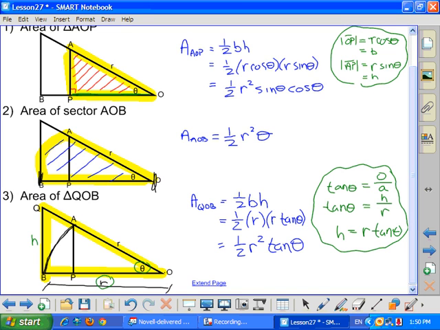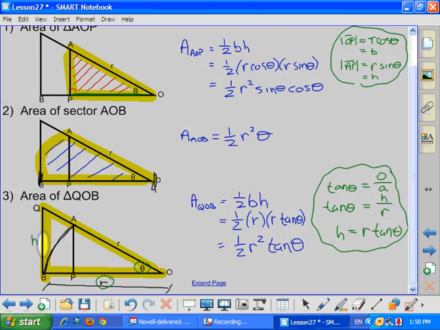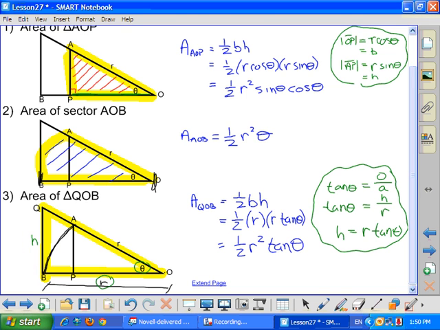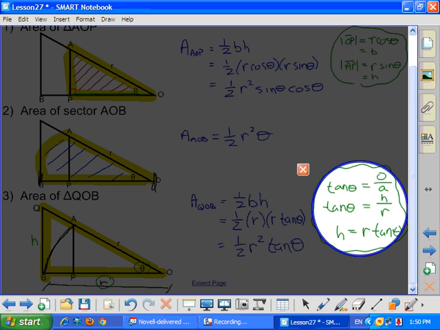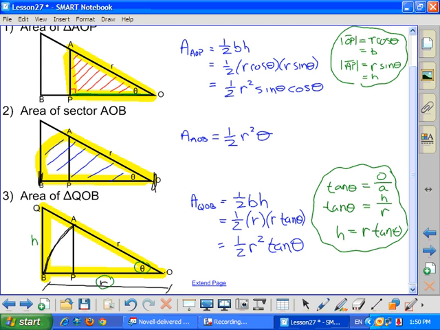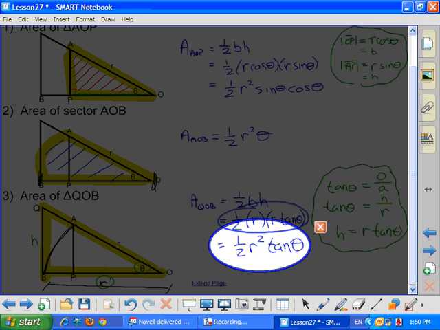Now, how do we get the height, QB? The height QB is taken from our primary trig ratio, tan. We're looking for opposite over adjacent. The opposite side is the height, H, and the adjacent side is length R. Isolating for H, we get H is equal to R tan theta. So the substitution is 1/2 R times R tan theta, and that tells us the area of the larger triangle is 1/2 R squared tan theta. So there are the three areas.